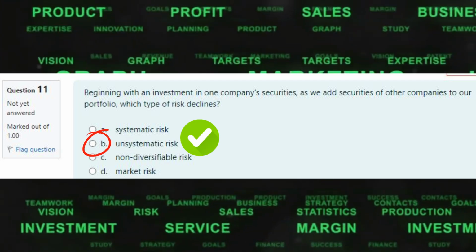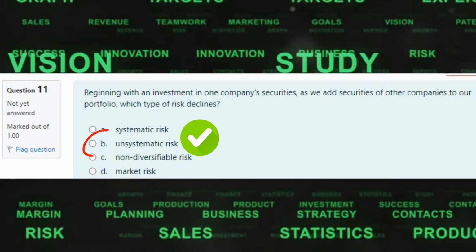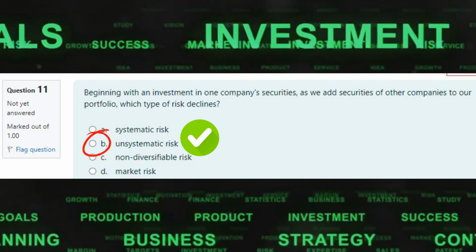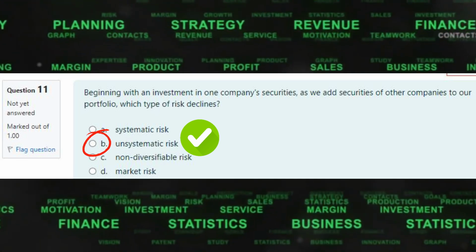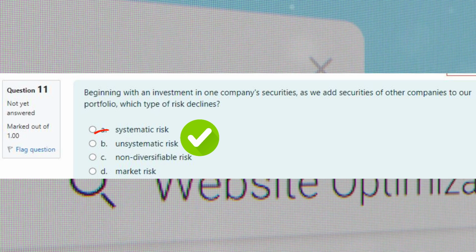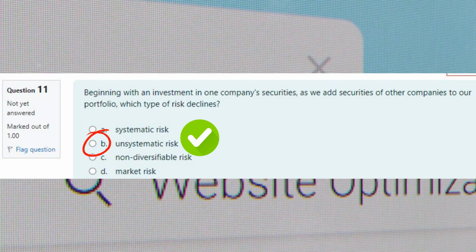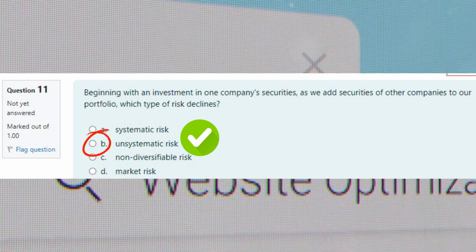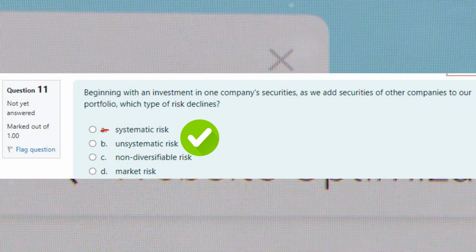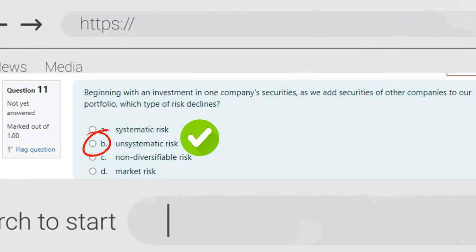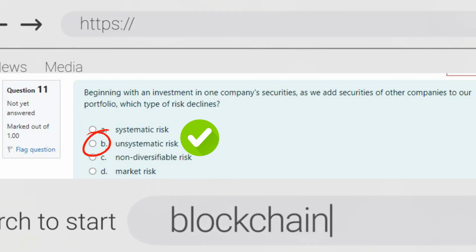Unsystematic risk, or company-specific risk, can be reduced through diversification. This risk involves events like poor management decisions or sudden product recalls that only impact a particular company. By investing in a variety of companies, these risks balance out. However, remember that systematic risk, which affects the entire market, like economic downturns, cannot be diversified away. This understanding is key for making wise investment choices.